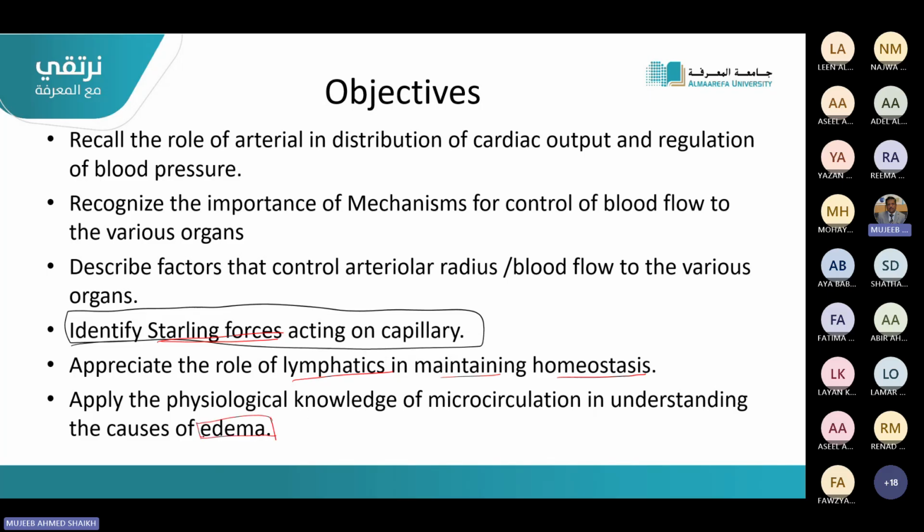What is edema? Accumulation of fluid in the interstitium. Very good. So these are the cells, and this one is intracellular fluid and one is extracellular fluid. But in between the cells, there is some fluid space. We call it the interstitial space. So if the water or fluid accumulates here, we call it accumulation of fluid in the interstitium. That is known as edema.